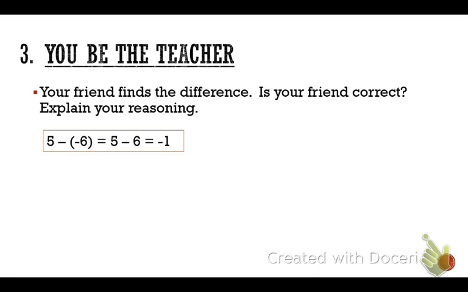Okay, let's talk about what you guys talked about. How many of you think your friend is correct? Raise your hand. How many of you think your friend is incorrect? Okay, it looks like the majority of you think that your friend is incorrect. Can someone explain to me, what did your friend do wrong? Zariana, what do you think? She didn't turn that to a positive because two negatives make a positive. Okay, very good. So basically, your friend should have turned that double negative into a positive.